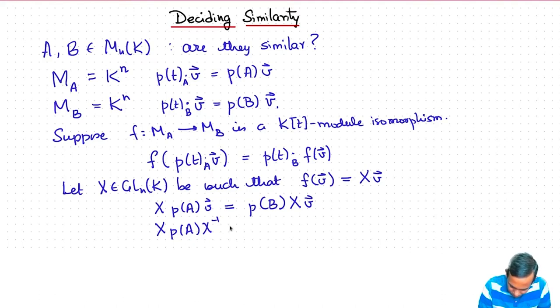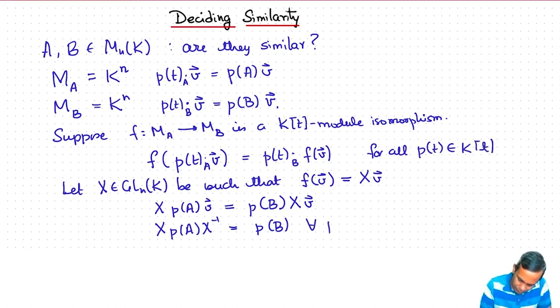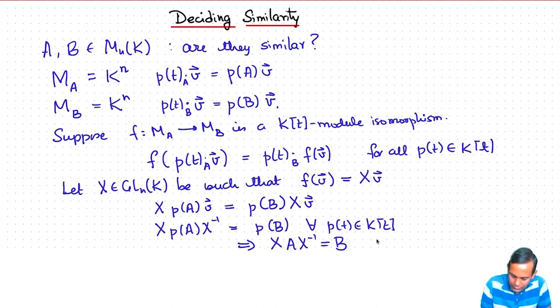is equal to p(B) as matrices, because what we have up here is saying X p(A) is p(B) X as matrices. So X p(A) X inverse is equal to p(B) as a matrix, and this is true for all p(T) belonging to K[T]. In particular, if we take p(T) to be just T, then this implies that X A X inverse is equal to B, which is the same as saying that A is similar to B.